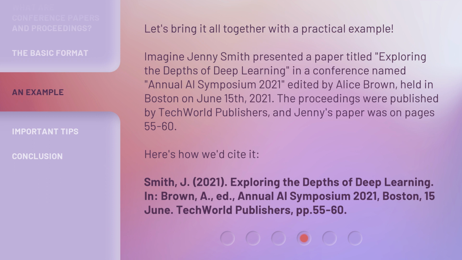Here's how we'd cite it. Smith, J. 2021. Exploring the Depths of Deep Learning. In, Brown, A. ed. Annual AI Symposium 2021, Boston, the 15th of June. TechWorld Publishers, pp.55 to 60.